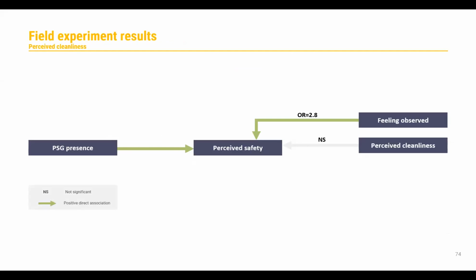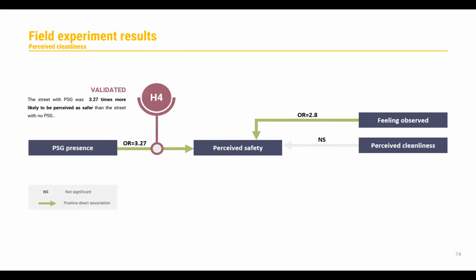So now with the field experiment results. For perceived safety, participants in the experiment rated the street with PGs as being 3.27 times safer than the streets with no PGs, which, if you remember, is the opposite of PG's ownership association with the perceived safety in the cross-sectional study, that was correlated with a 56% decrease in safety.